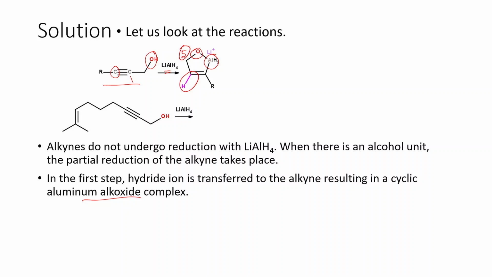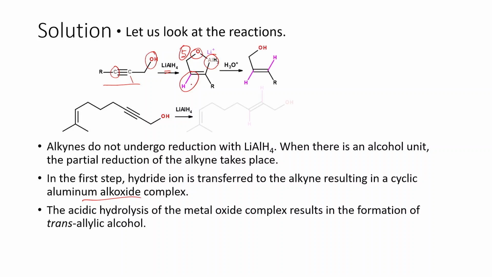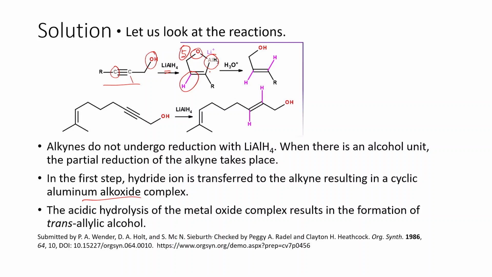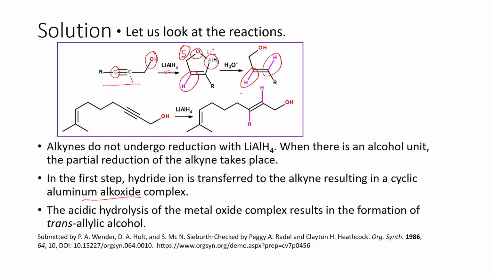When there is no hydroxyl group, lithium aluminum hydride will not react with the alkynic triple bond. So when it is there, only then the transfer takes place. So the first hydride ion is transferred. In the next step, this aluminum complex is broken by the acidic workup. That results in the opening up of the alkoxide unit, and the second hydride ion is transferred here. So in other words, the two hydrogen atoms which are transferred are trans to each other.